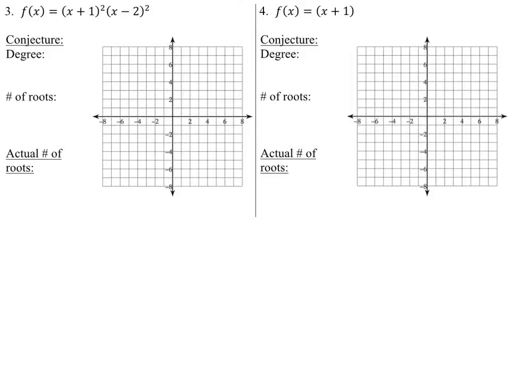Three and 4 are the same kind of thing. I want to identify the degree. On number 3, both factors have an exponent of 2. So this is really x plus 1 times x plus 1 times x minus 2 times x minus 2. So there's really 4 x's that are being multiplied together, so my degree is 4, which means I should have 4 roots. When I graph it on my graphing calculator, it ends up looking something like this.